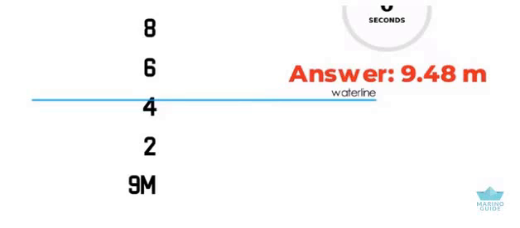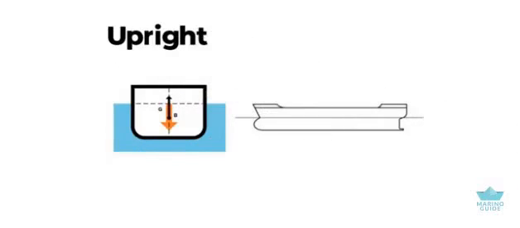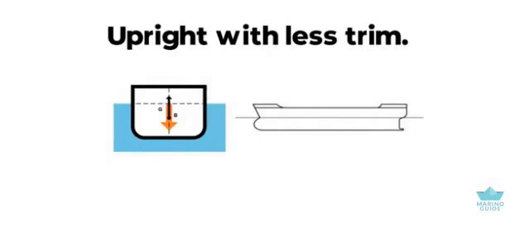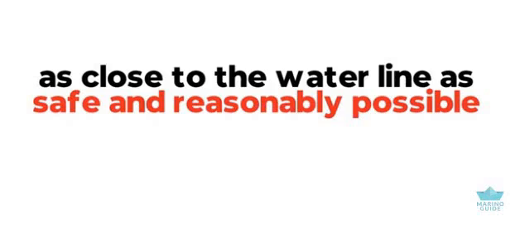But before I end this lesson, let me give you some precautions in draft reading. 1. At the time of reading the draft marks, the vessel should be upright with a minimum trim. 2. Draft marks should be read with the observer as close to the waterline as safe and reasonably possible in order to reduce error.